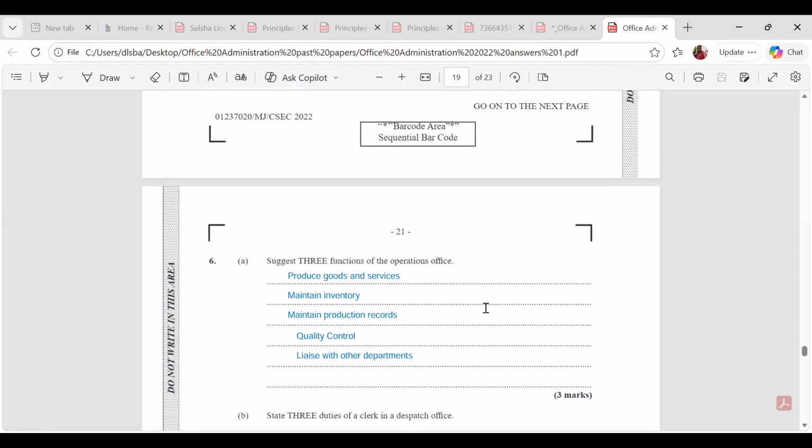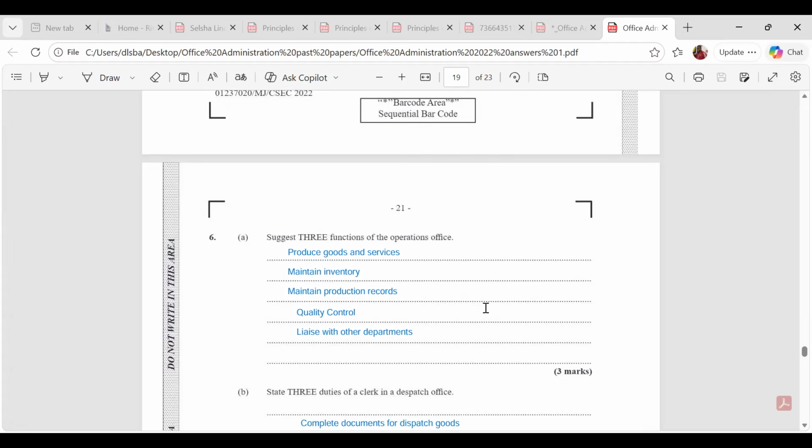Last question now. They said suggest 3 functions of the operations office. That's the production side. So it's producing the goods and services, maintaining inventory, completing production records, checking the quality of the goods, and always one that will always be one for every department: liaise with other departments.